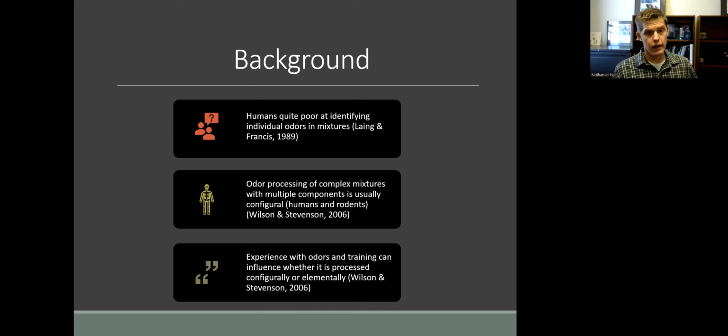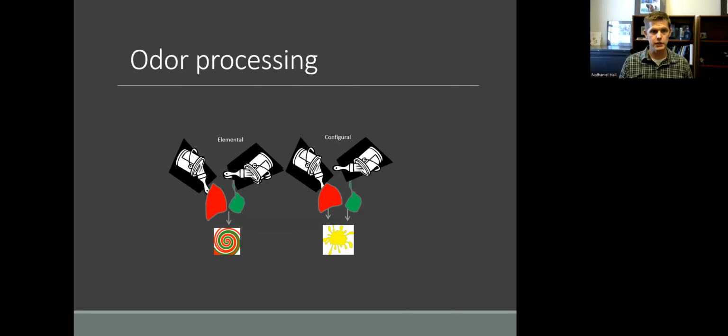We do know that whether you get elemental or configural perception is strongly dependent on the chemicals and the ratio of those chemicals, as well as the complexity of those chemicals, as well as your experience with those chemicals. So you can have a switch from configural to elemental based off of learning history and experience with those kinds of chemicals. Let's explain a little bit about that odor processing in more detail.